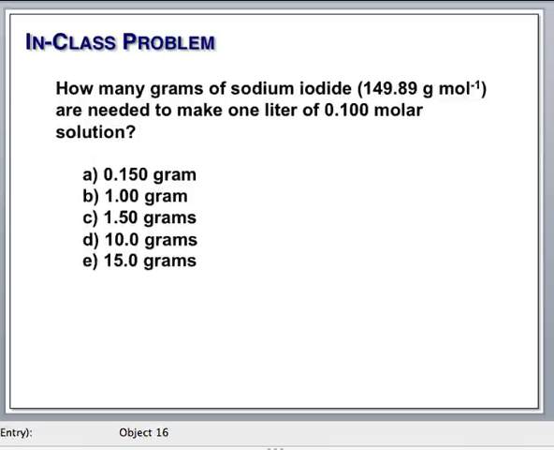We're going to make 1 liter of 0.1 molar sodium iodide. Once again, obvious test question, everything says ones, right? Obvious test question. How many grams of sodium iodide? Well, if we were going to make 1 liter of 1 molar, just off the top of your head, we need 149 grams, right?